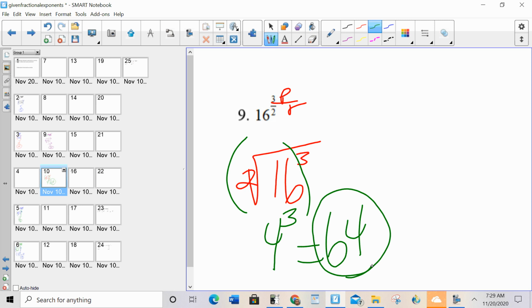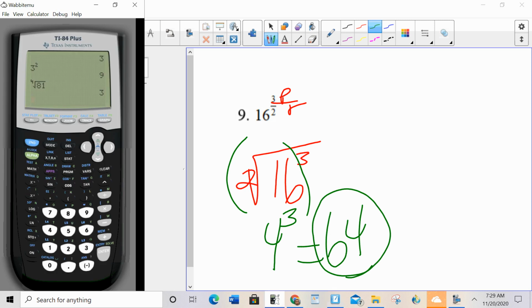Now I'm going to show you something that I did not want to show you at the beginning of the lesson, for a good reason. I could just type this problem into the calculator from the very beginning and get an answer. If I want to do 16 to the power of 3 over 2, and it's going to give me my answer.